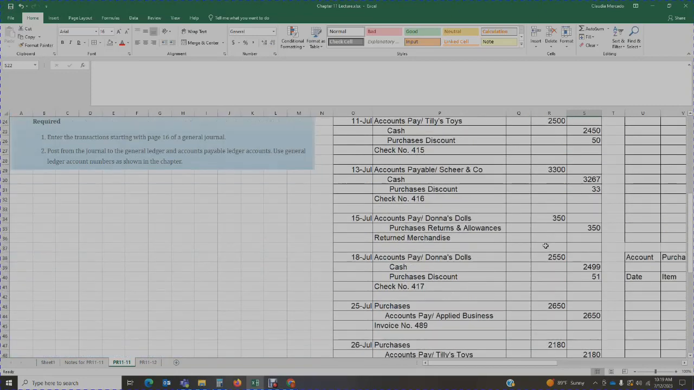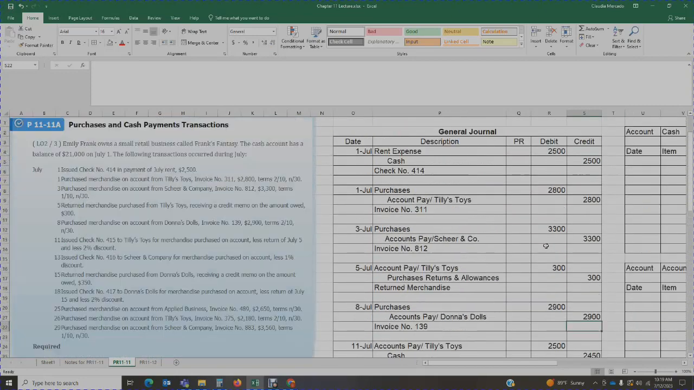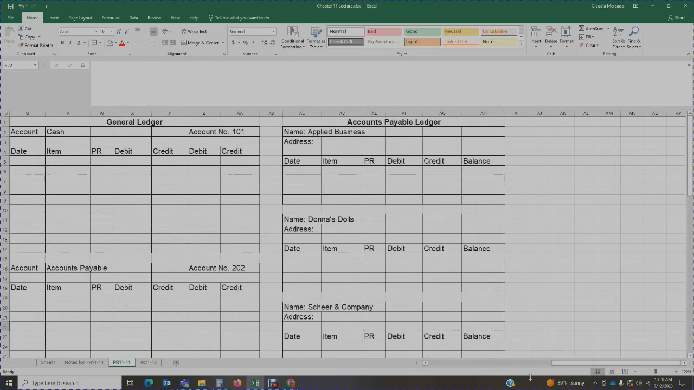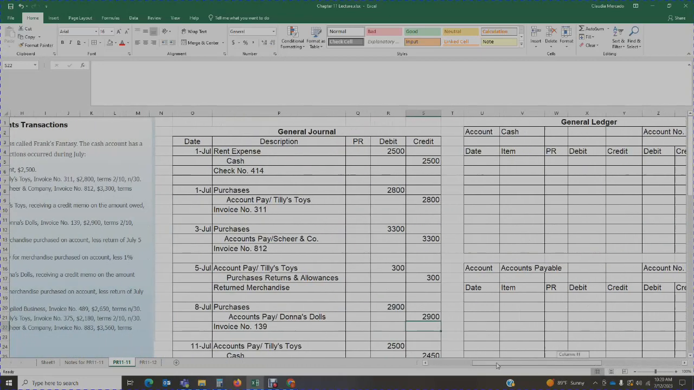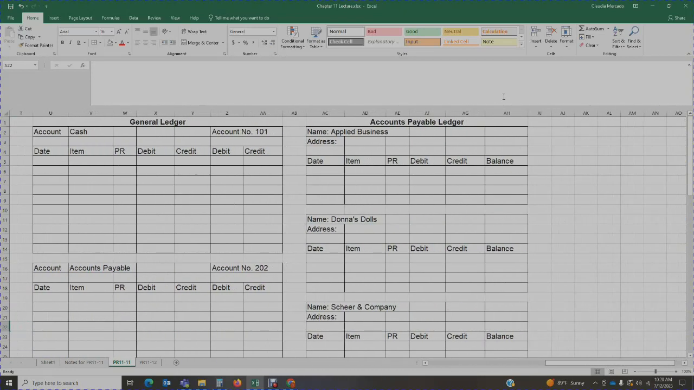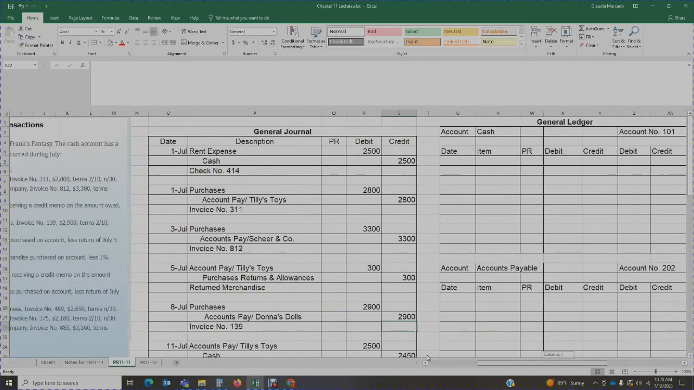Once you do that, then we are ready to do the next step, which is transfer your information from your journal to your general ledger and your accounts payable ledger. Now, I'm going to do this in steps. And the book has a specific way of doing it, but this is what works for me. I'm going to focus on doing all of my general ledgers first. And then after I'm done with all of my general ledgers, I'm going to do my subsidiary ledgers. That way I don't lose my place and I'm not going back and forth.